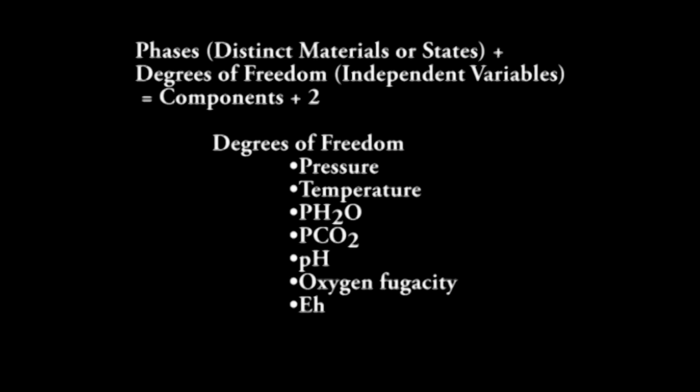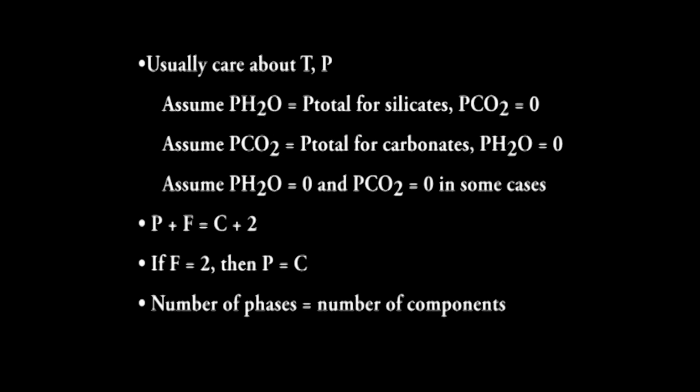Now, the next module is degrees of freedom: pressure, temperature, pH2O, pCO2, pH, oxygen fugacity, Eh. Simplifying degrees of freedom: generally, we ignore pH, Eh and oxygen fugacity for most rocks, important for the sulfide system.